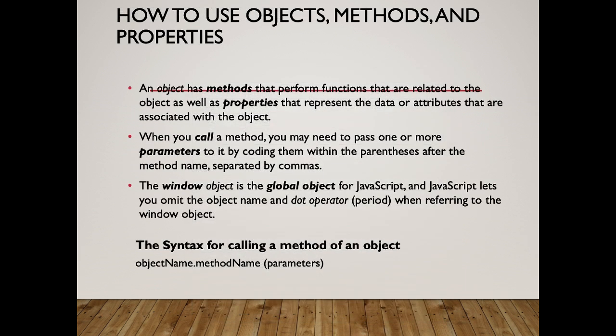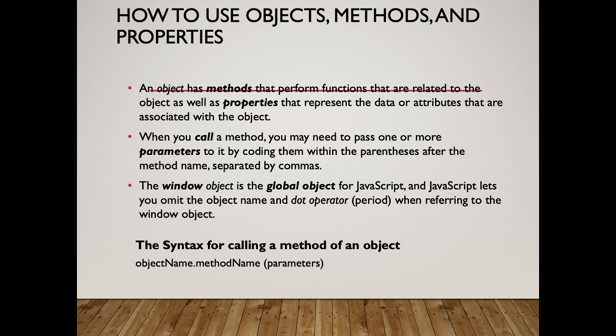How to use object methods and properties. An object has methods that perform functions that are related to the object, as well as properties that represent the data or attributes that are associated with the object. So in this case, if going more with object-oriented programming, you guys probably have a lot more experience with Java. If I had a class that had methods, usually those methods are functions that you can call relative to that class. Whereas a property would be something like, in the case of, say I have a person object that has a first name and a last name, and those are going to be properties. It kind of describes what that person is.